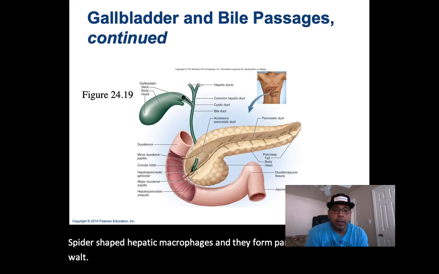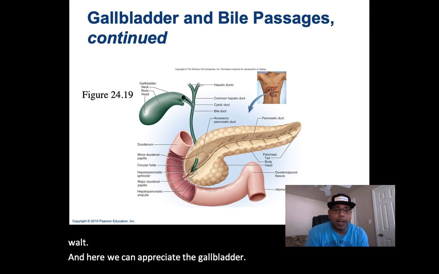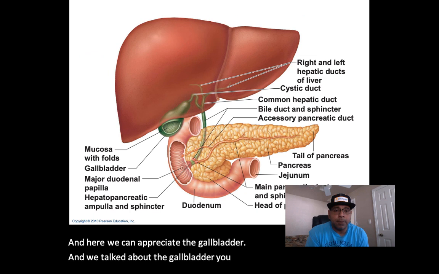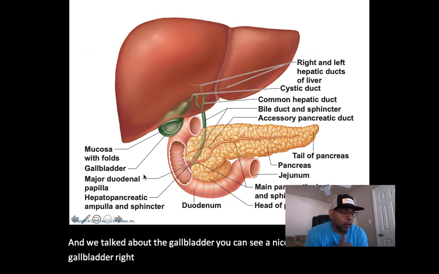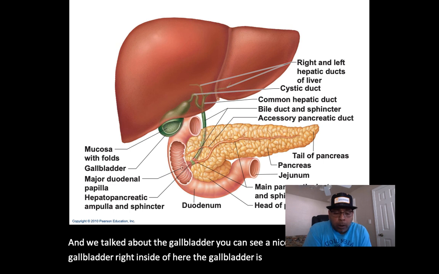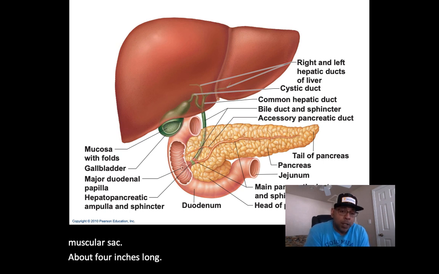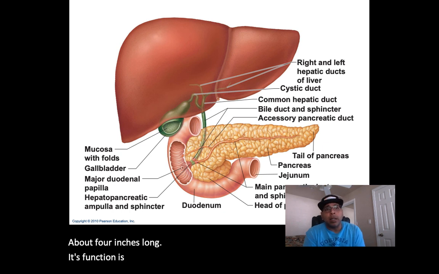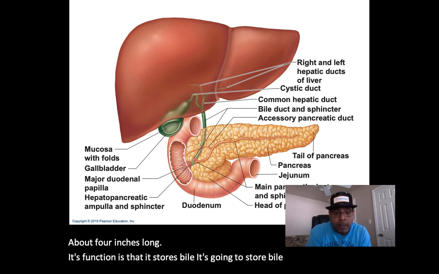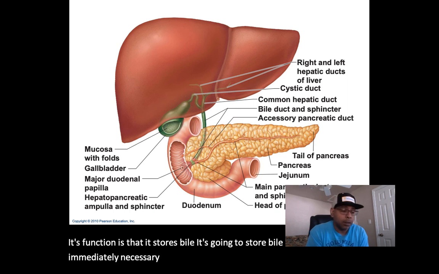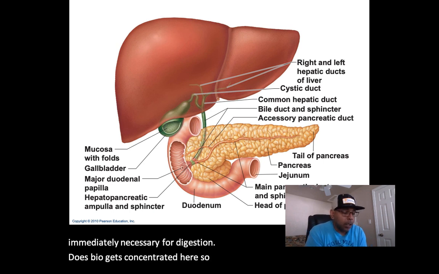Then here we can appreciate the gallbladder. You can see a nice view of that gallbladder right inside of here. The gallbladder is a thin-walled, green, muscular sac, about 4 inches long. Its function is that it stores bile. It's going to store bile that's not immediately necessary for digestion. This bile gets concentrated here, so it concentrates the bile by absorbing some of its water and ions.